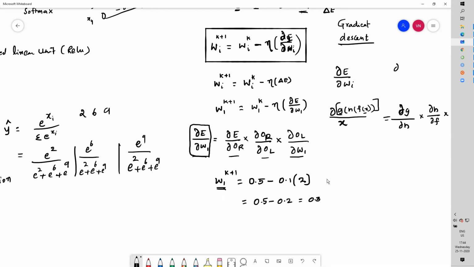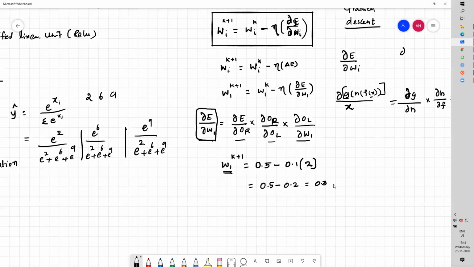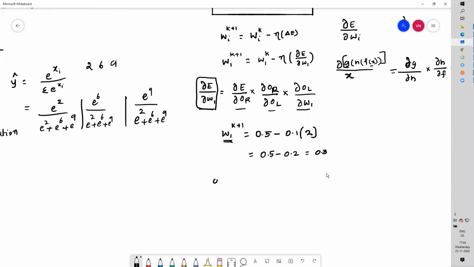Similarly, we have to find out the value for W2. The same thing will apply: dou E by dou W2. We need to find out this derivative. So this is dou E by dou OR, because E is directly connected with R, dou OR divided by dou OL, which is connected directly, then dou OL divided by dou W2. Now, if you cancel all of this, you get dou E divided by dou W2, the derivative of error with respect to W2.